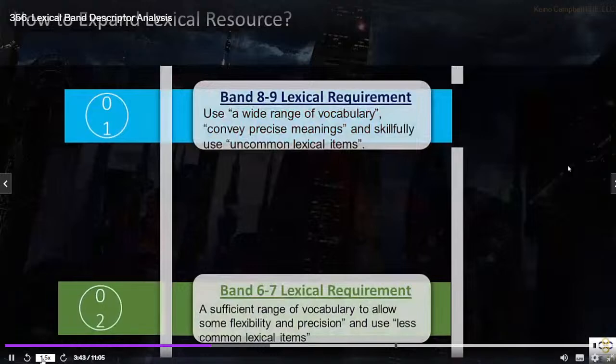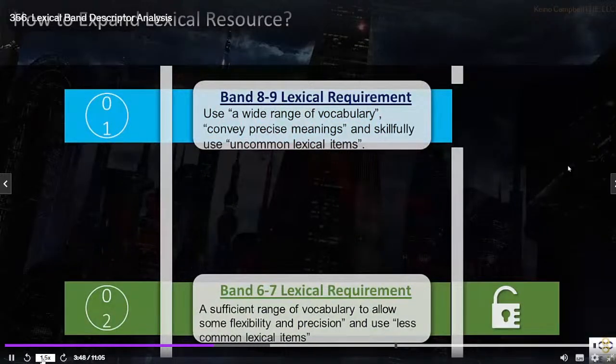Now, in terms of how to expand your lexical resource, a band 6 or 7 is using a sufficient range. Now you might ask, what's the difference between a wide range and a sufficient range? Well, like I said, the examiners are really trained for that. A wide range just means that on all the different topics, you've been able to show a range of vocabulary. A sufficient range means if there are 4 different topics, on maybe 2 or 3 of the topics they ask you about, you're able to show range.